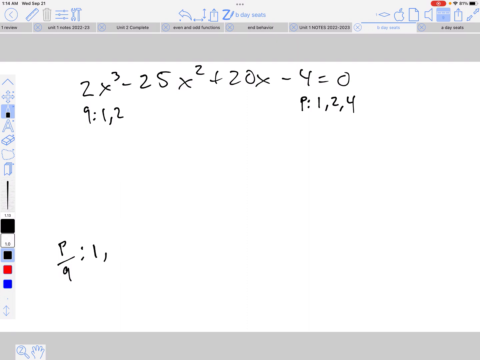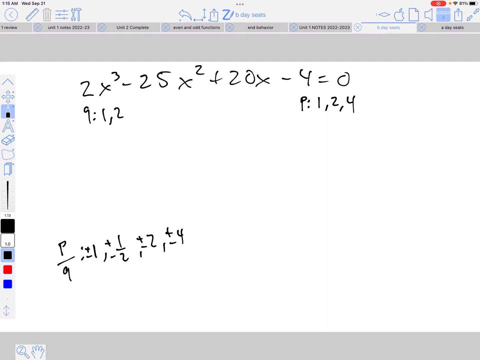1 divided by 1 is 1, don't forget the plus minus. 1 divided by 2 is 1/2, don't forget the plus minus. All right, take your 2. 2 divided by 1 is 2. 2 divided by 2 is 1, which I already have. So I don't need to add more to my list. All right, then 4 divided by 1 is 4. And then 4 divided by 2 is 2, which I already have.